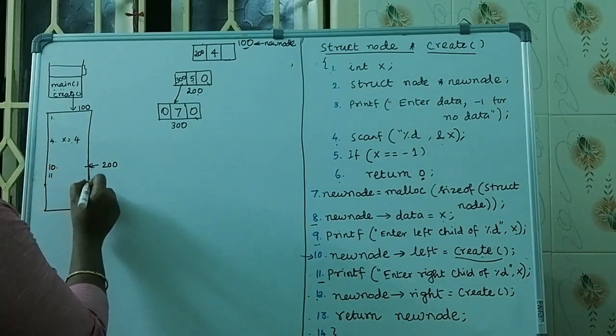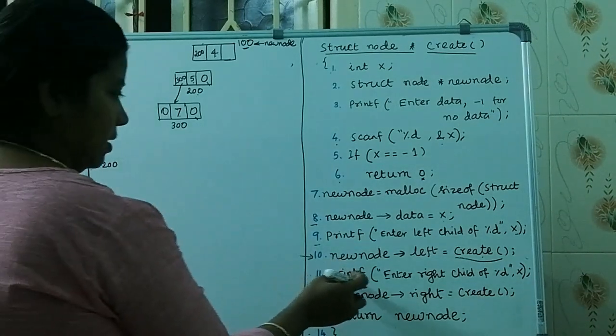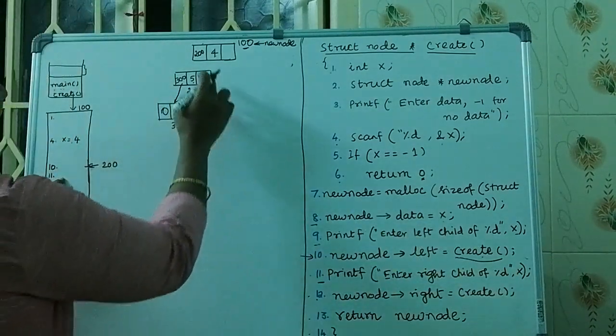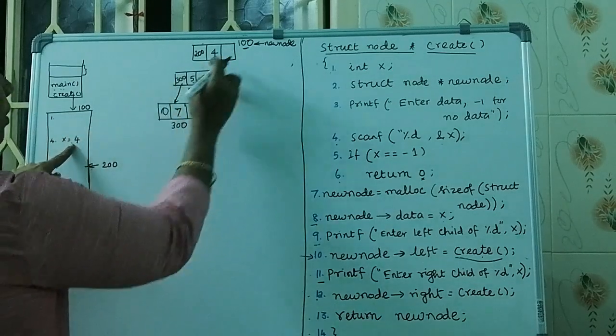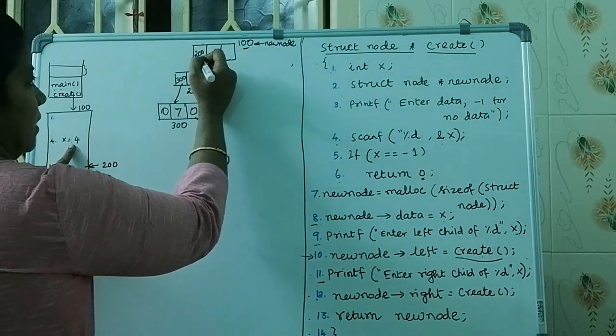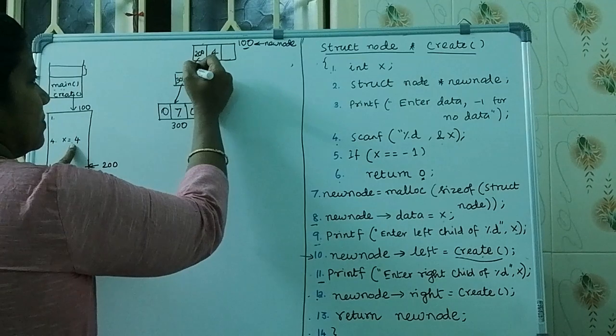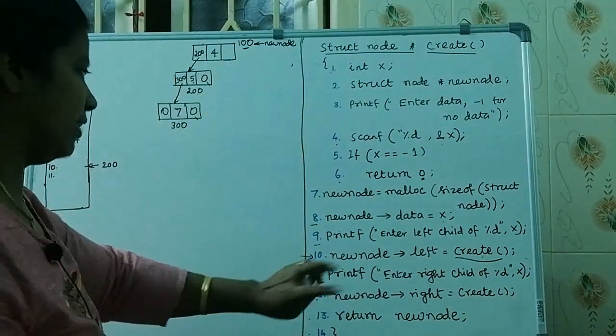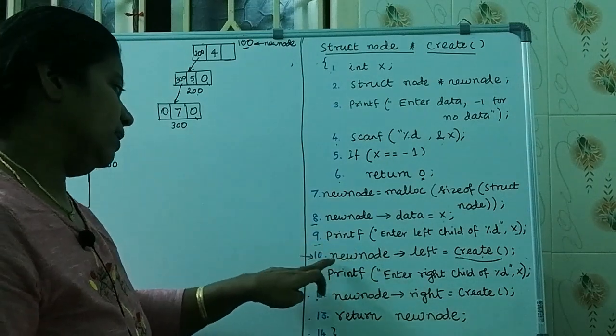Upon executing line number 11, it will ask, enter the right child of x. What is the x value? 4. While copying, the link has been established. Now it is asking, enter the right child of 4, if any.